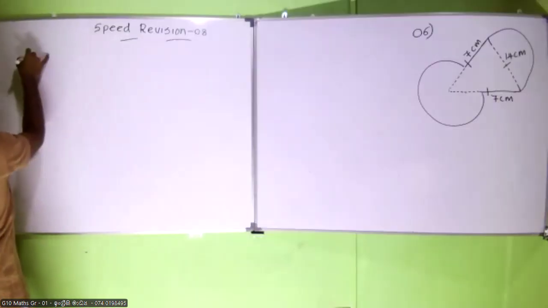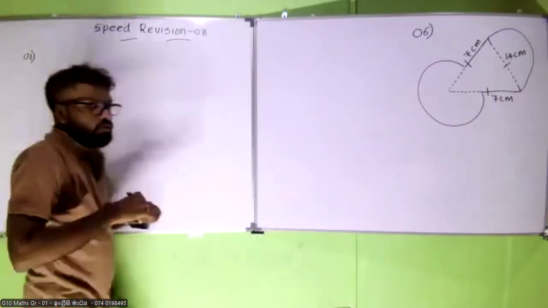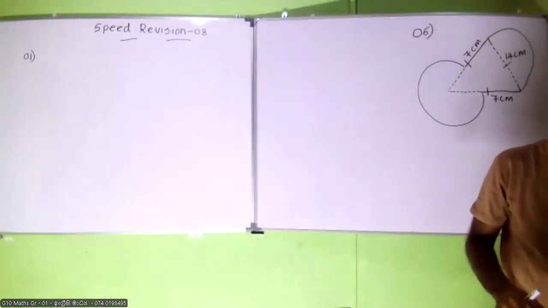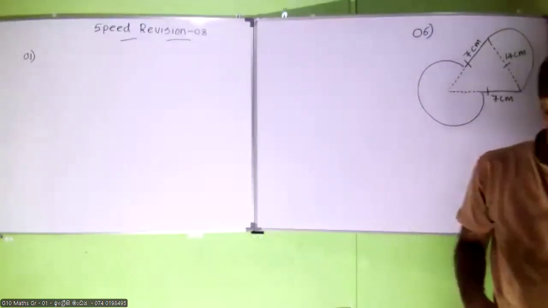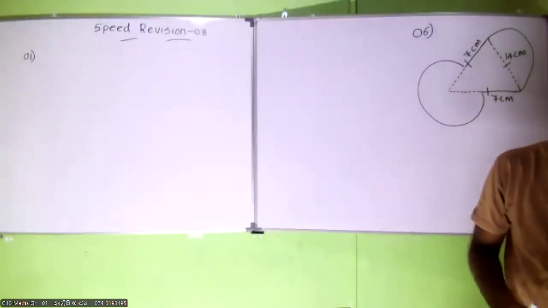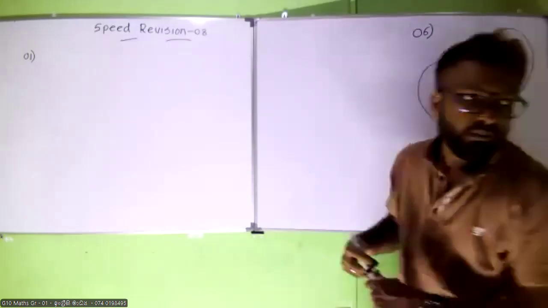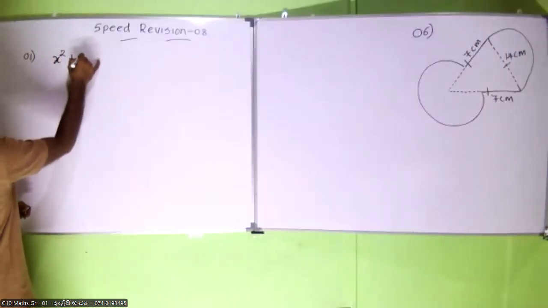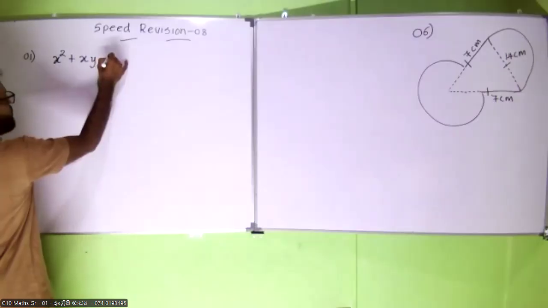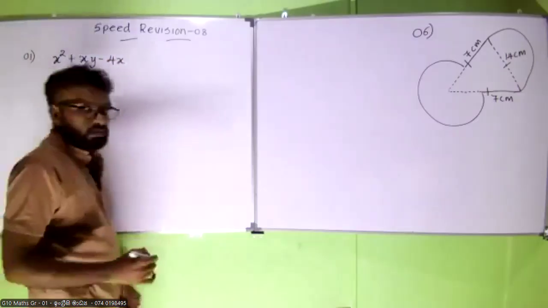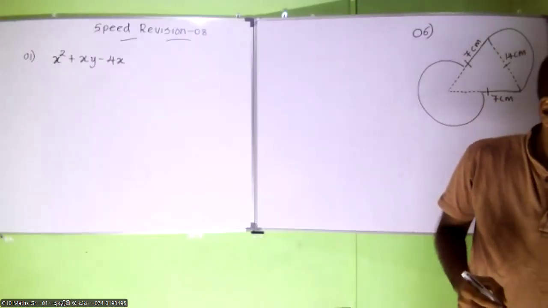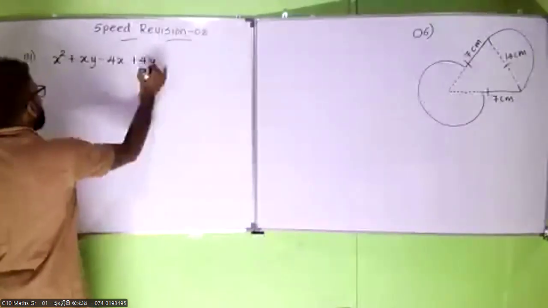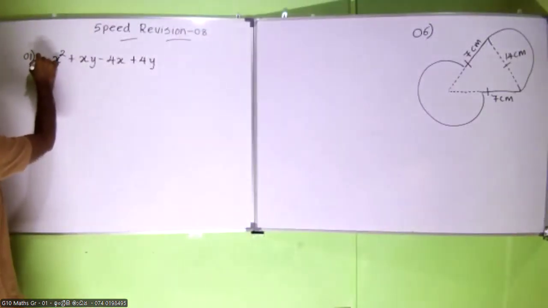So the first question. In the first question we have: express the following as the product of two factors. Nilugi has also sent me the answers. So, x squared plus xy minus 4x plus 4y. This is the first part that we have.